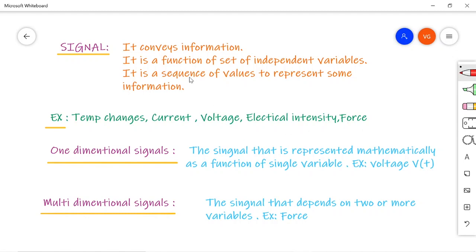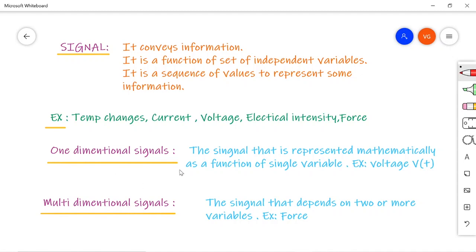As I said, mathematically, a signal is a set of independent variables. If the signal depends upon only one variable, then we call it a one-dimensional signal, whereas if it depends upon two or more independent variables, then we call this signal a multidimensional signal.